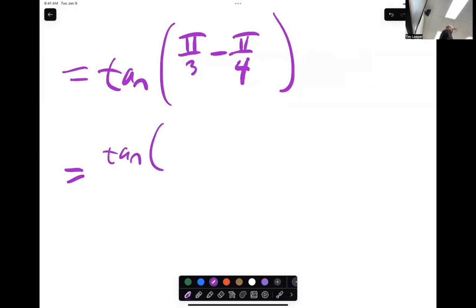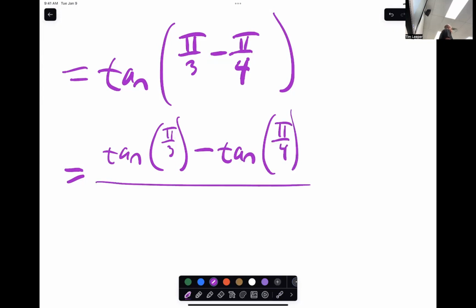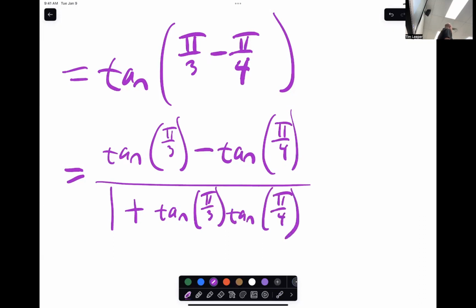What's alpha here? Pi over 3. Pi over 3, good. Minus the tangent of beta. What's beta? Pi over 4. Pi over 4, good. And then all over what? Everything's in terms of tangent here. It's 1 plus the tangent of pi over 3 times the tangent of pi over 4. It's 1 plus tangent alpha tangent beta.